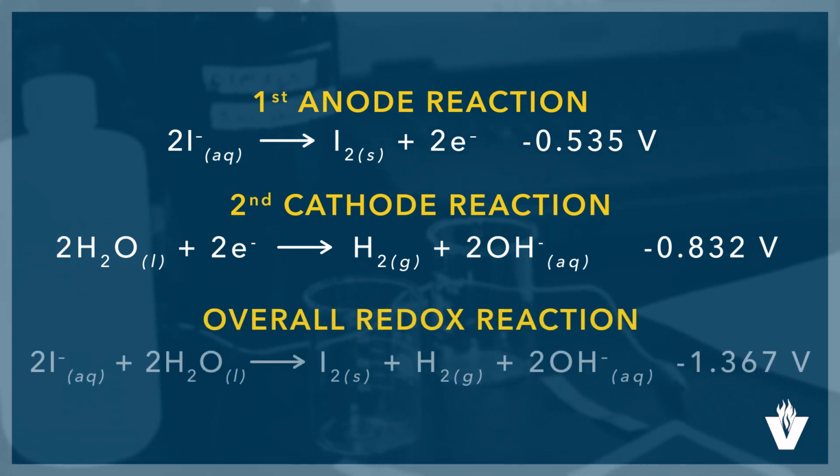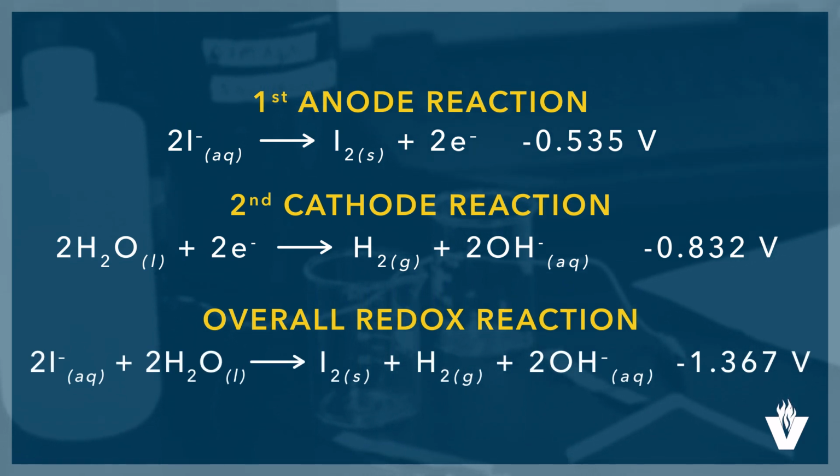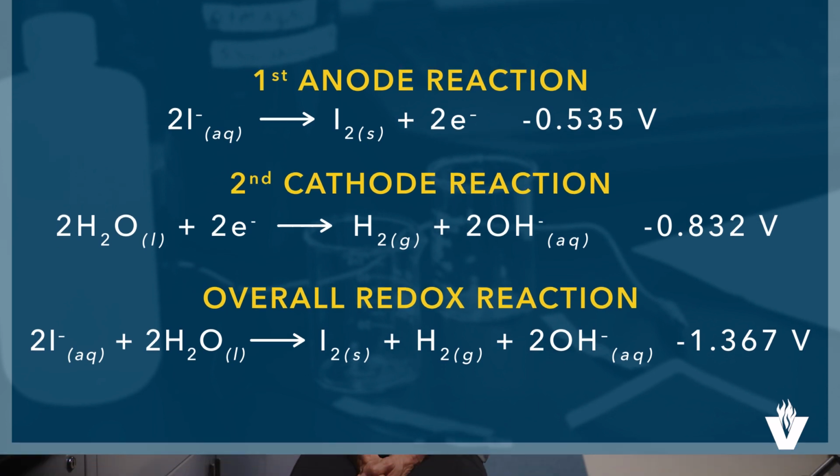Adding the oxidation and reduction half potentials, the overall reaction potential is negative 1.367 volts. This is an electrolytic cell.